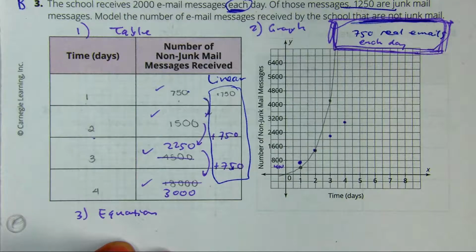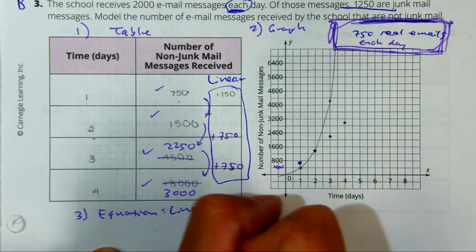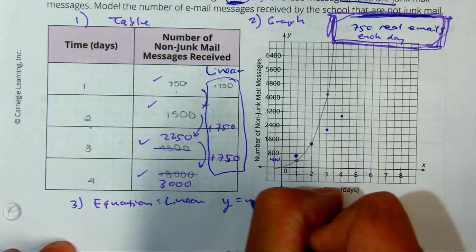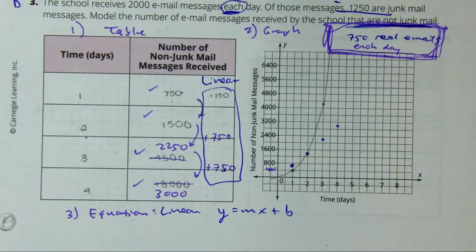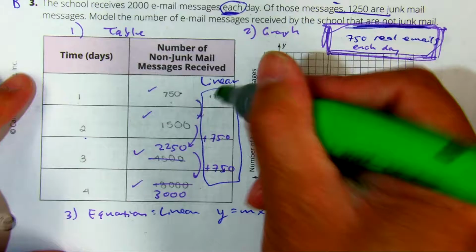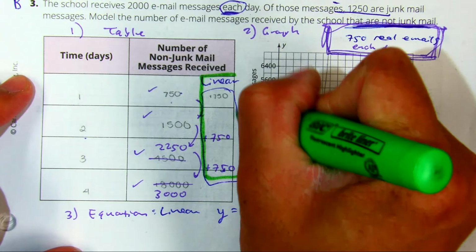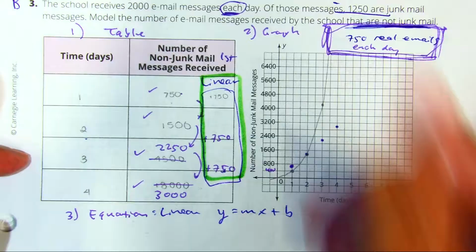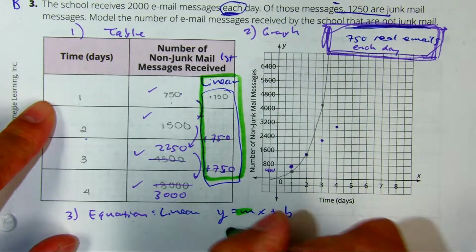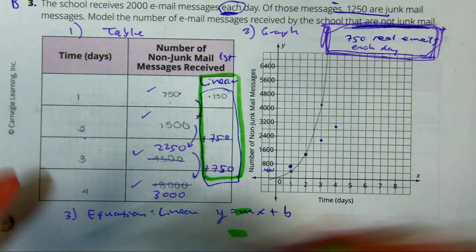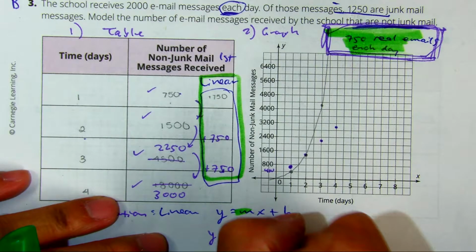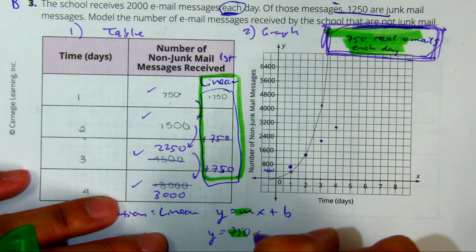Okay, if I know it's linear, what is the formula? Y equals mx plus b. Okay. Question. This first common difference, what is that called? The first common difference, which letter is it? M or B? M. Each day there are 750 real emails. That's my slope.